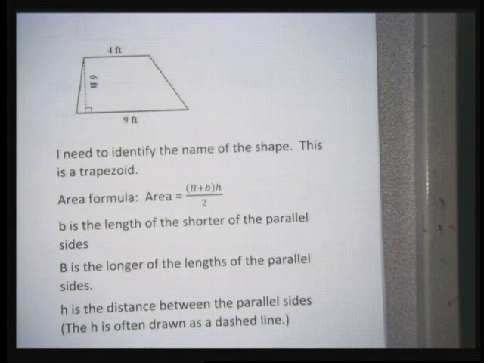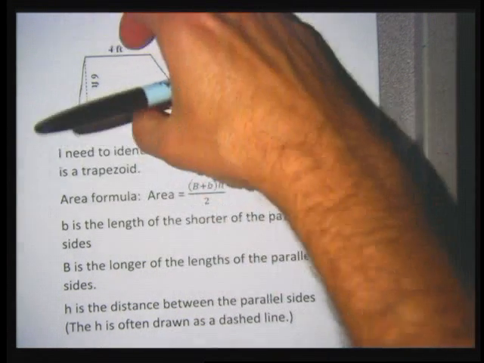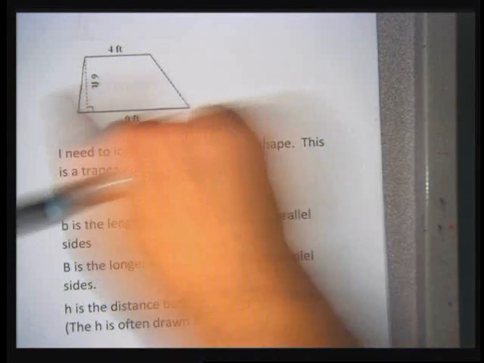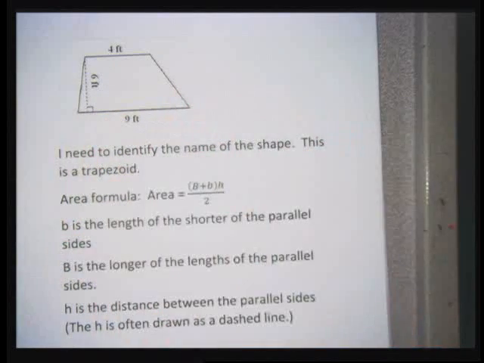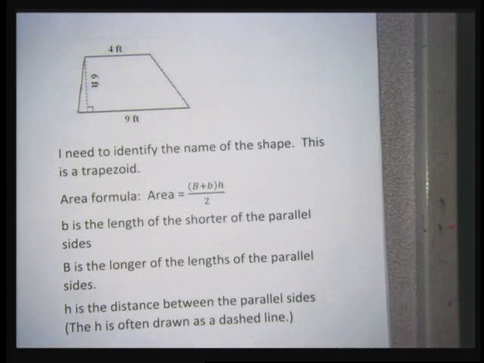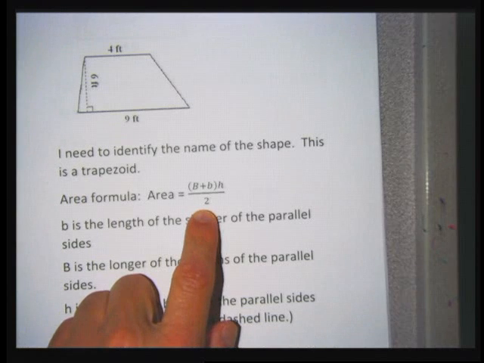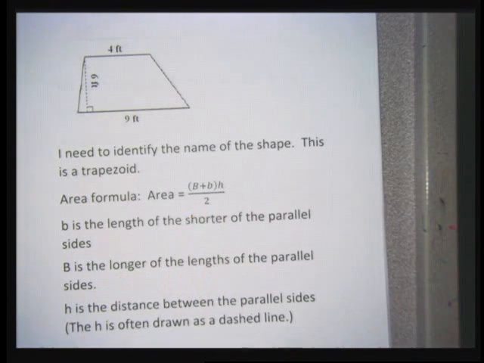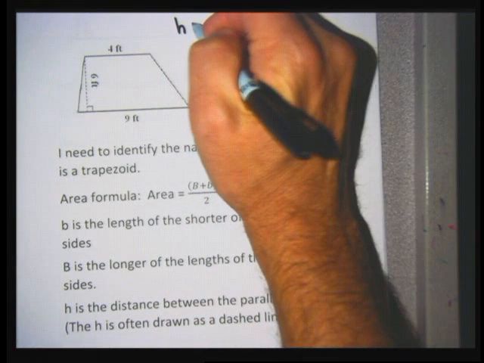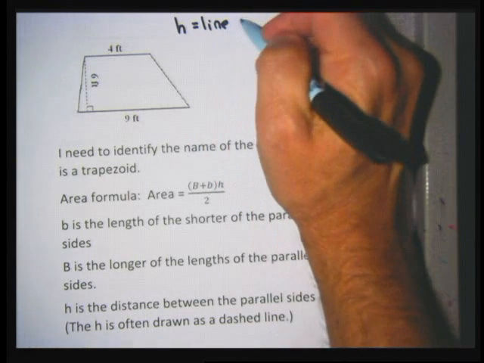So first example, this is a trapezoid. Trapezoids have one pair of sides that are parallel. So those two sides are parallel, and then the other sides aren't parallel. If all 4 sides are parallel, then it becomes a parallelogram. So the area formula for a trapezoid is (b plus b) times h over 2. The h is the line that connects the parallel sides. So the h would be the length of the line that connects the parallel sides.